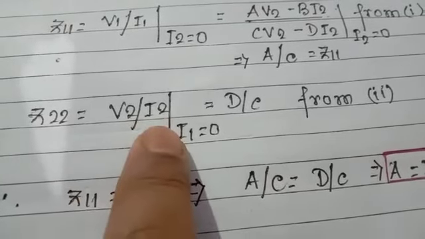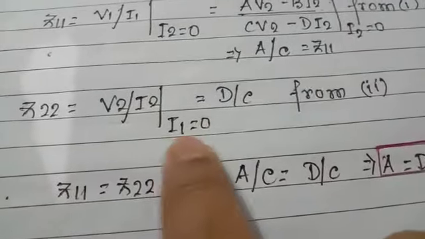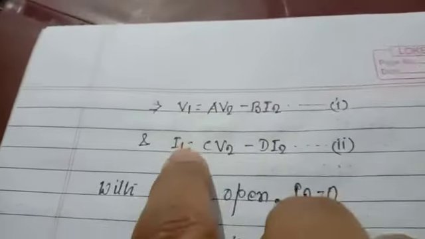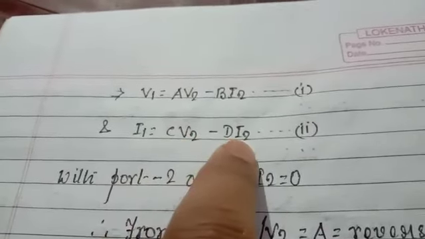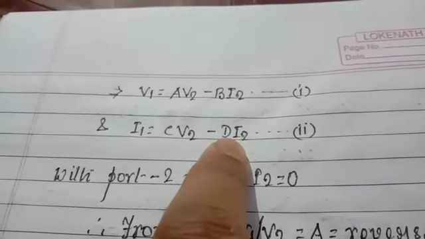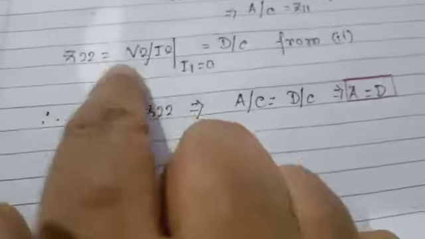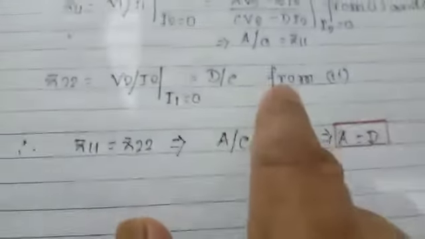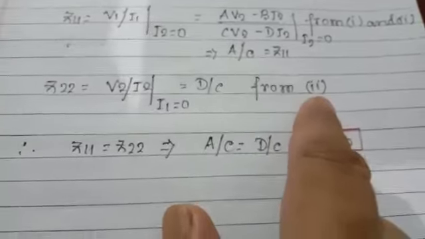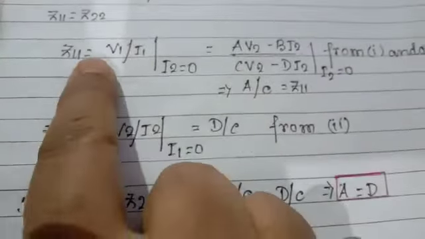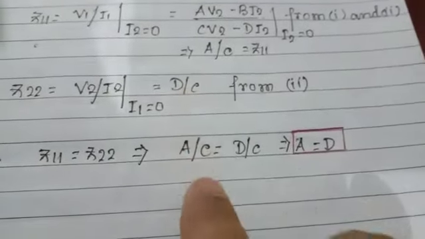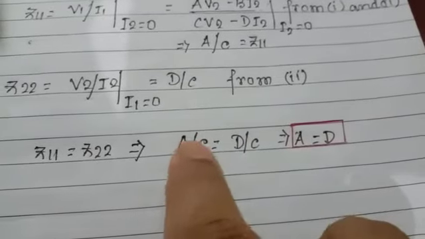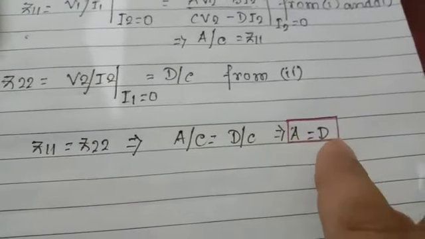So A by C is equal to Z11. Again, for V2 by I2 with I1 equal to 0, if I put I1 equal to 0 here, directly from equation 2 I get V2 by I2 as D by C. So Z11 equals Z22 implies A by C is equal to D by C. So C will cancel from both sides, leaving behind A is equal to D.